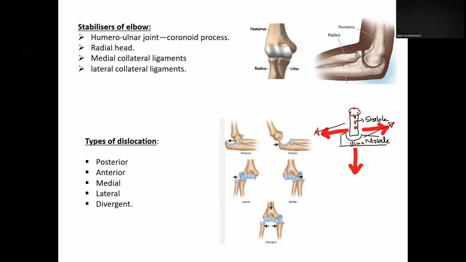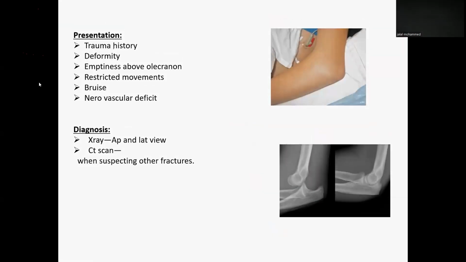If you see here in the lateral view, it's a posterior dislocation. Here it's moving anteriorly, anterior dislocation. It's moving on the radial side, that is lateral dislocation, or medial dislocation, and sometimes the radius will go one way and the ulna will go the other way. This type of dislocation is called the divergent type. So just one point to remember here is that we consider the humerus a stable bone, and the ulna moves in relation to the humerus either anteriorly, posteriorly, medially, laterally, or in a divergent way.